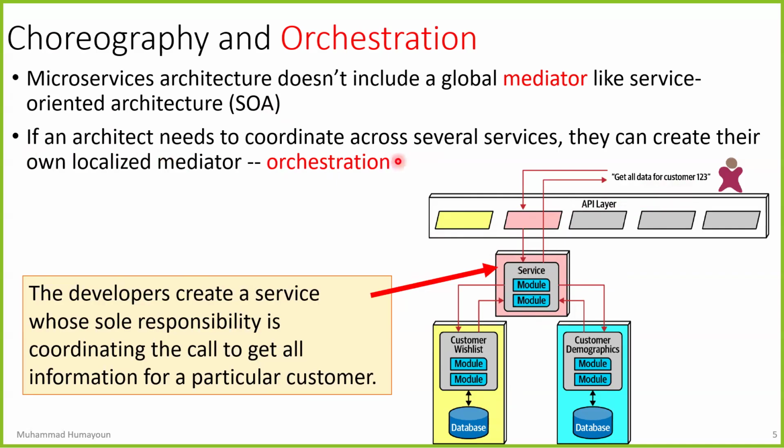So if an architect needs to coordinate across several services, they can create their own localized mediator. That would be orchestration. And then developers create a service, as we just discussed, whose sole responsibility is to coordinate the calls of getting all the information, let's say for customers. So this mediator service's purpose is to fetch information from different microservices about the customer and display it here.